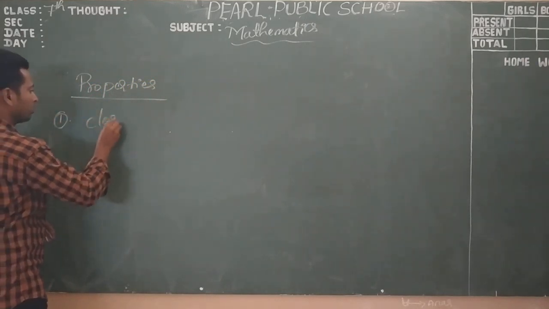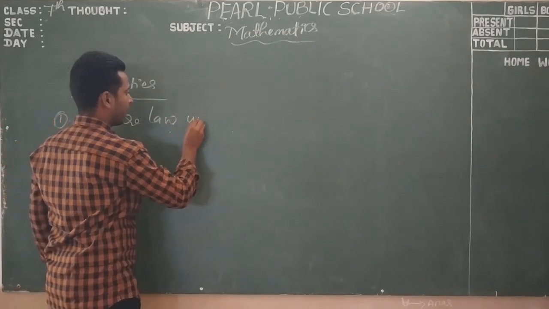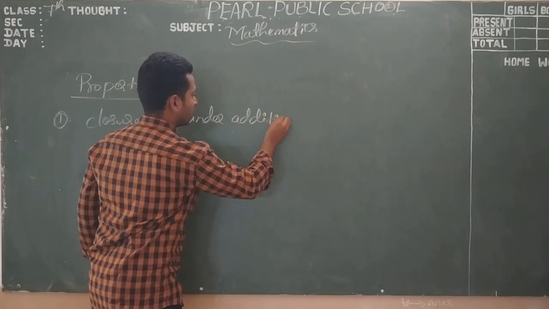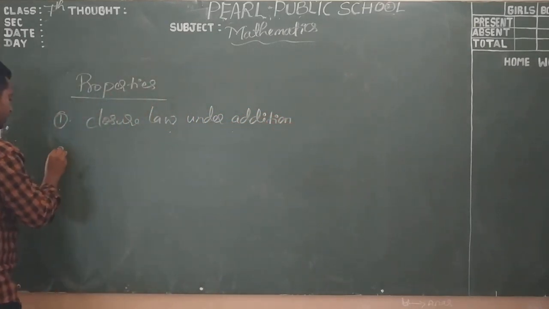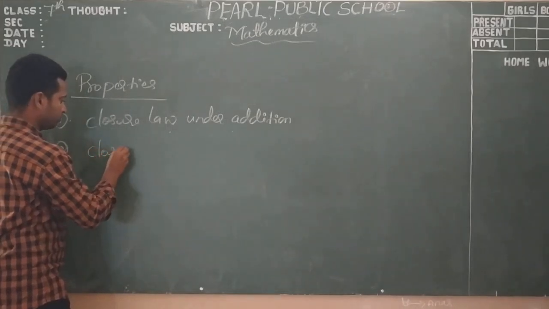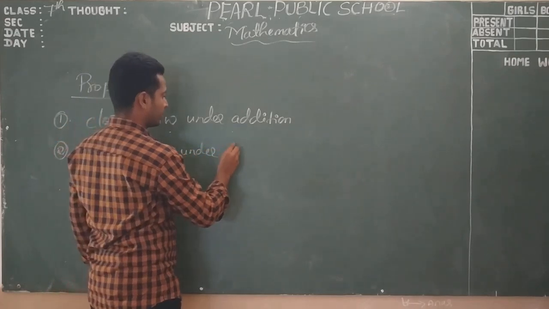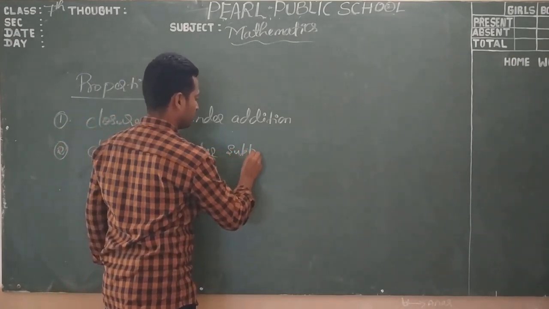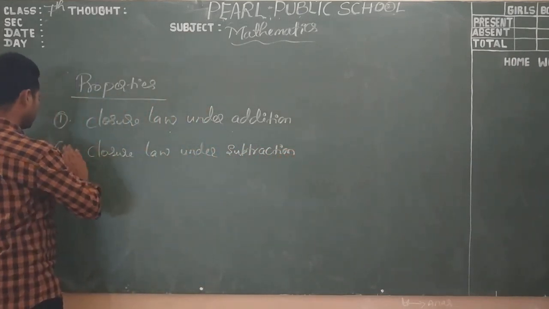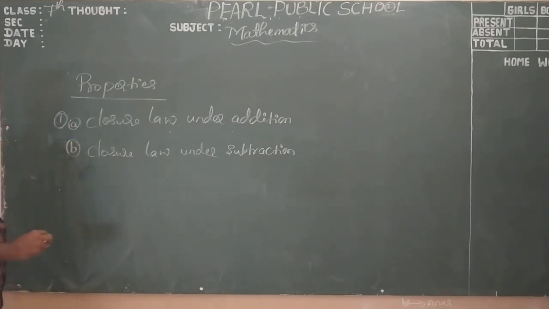Closure law under addition. Okay, and the second one is the closure law under subtraction. Okay. So this is to be considered the first law, and this is the second law.